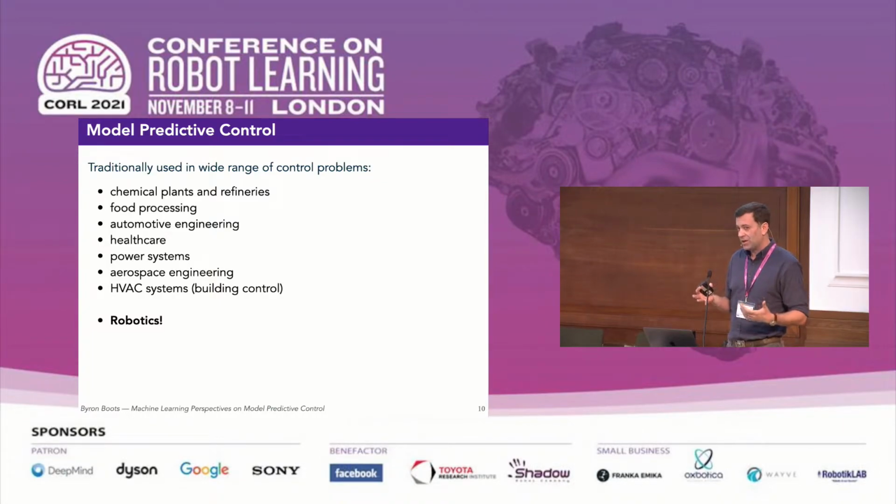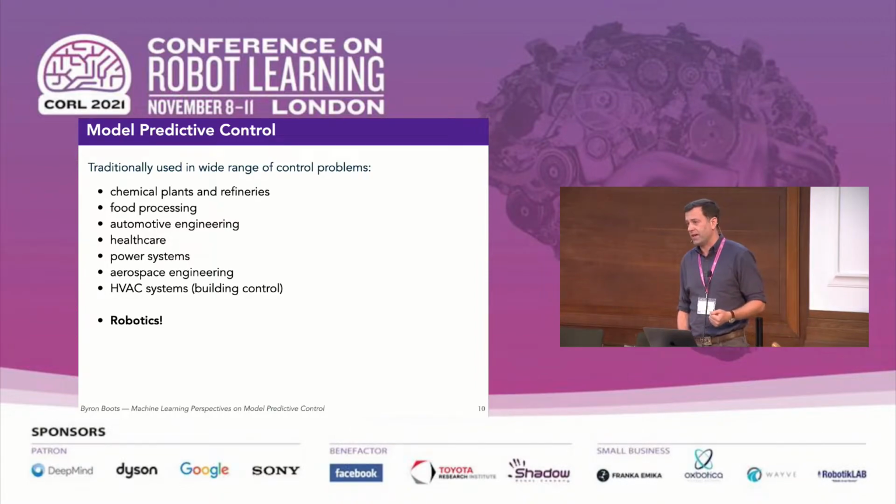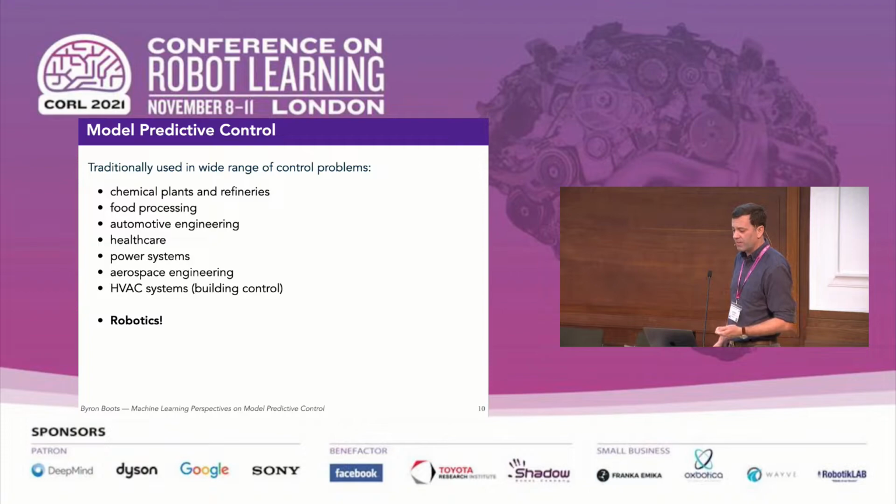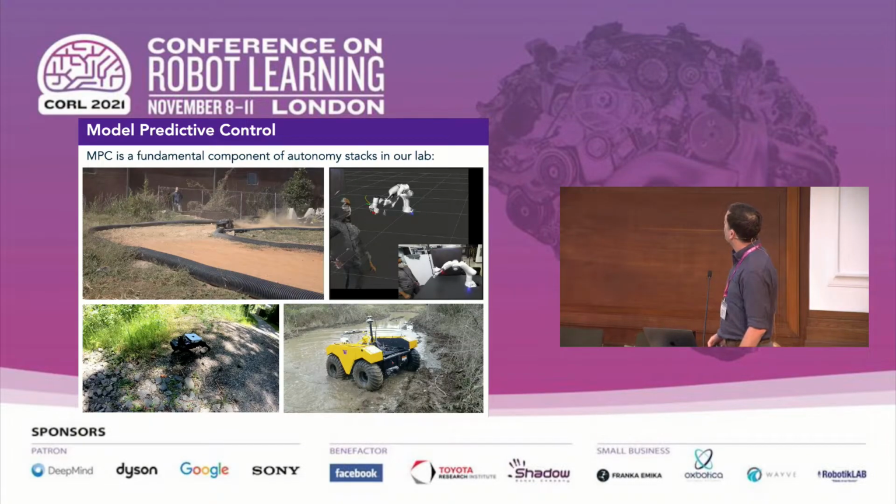In particular, one of the places where we found model predictive control to be particularly effective is for controlling fast, dynamic robots in very uncertain and hard to model environments. So I just want to give a few examples of where we've used model predictive control in our lab. It's actually the basis for most of the robotic systems that we deploy. We're using MPC somewhere in the middle or lower level of our autonomy stacks.